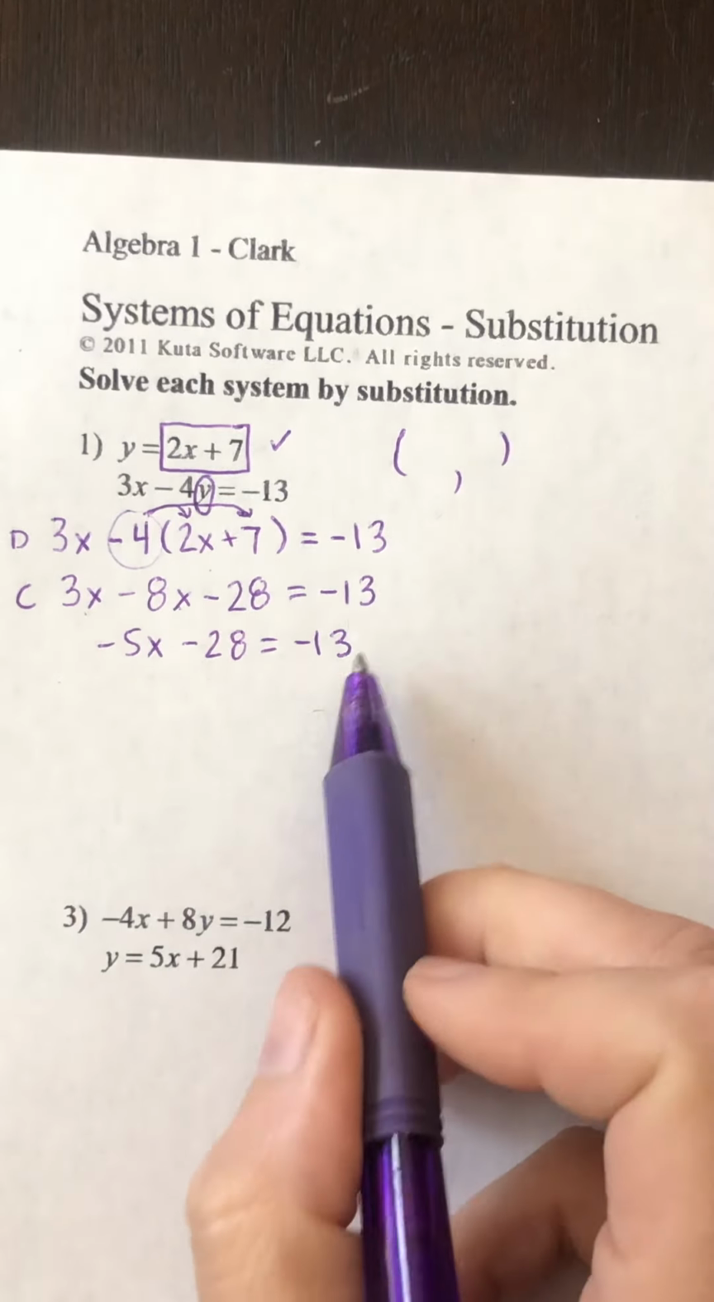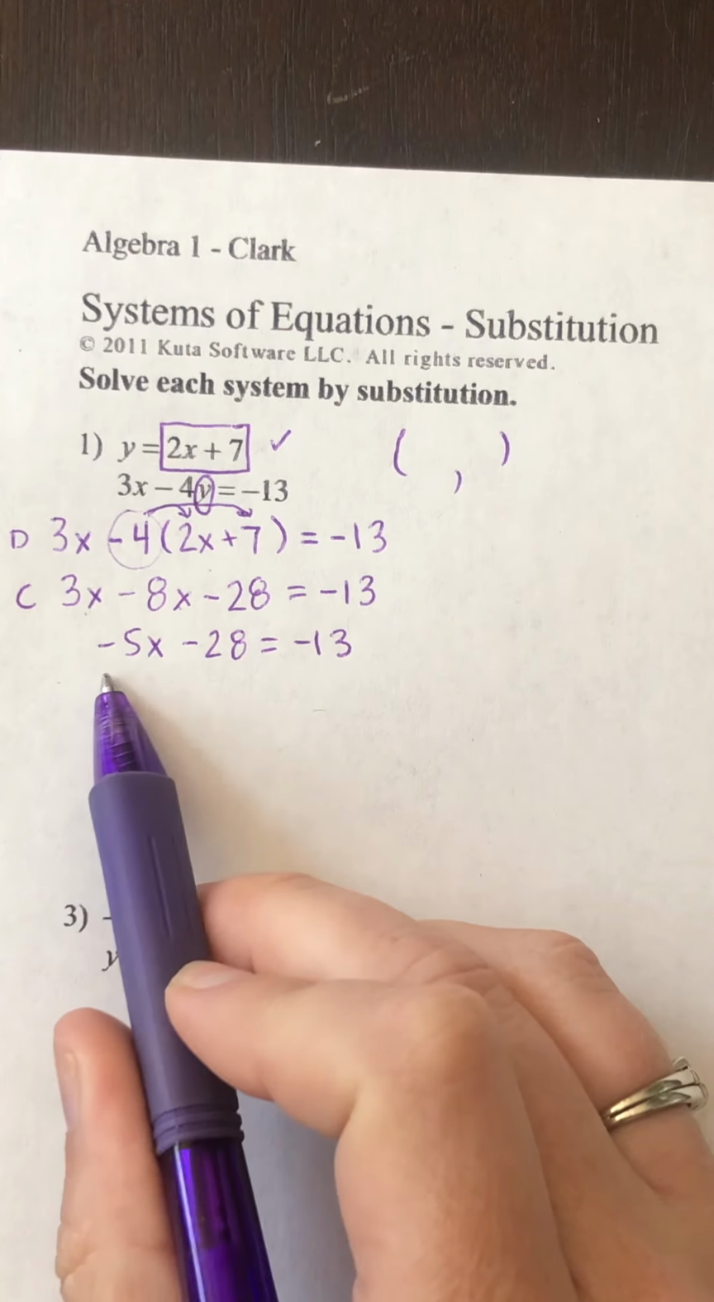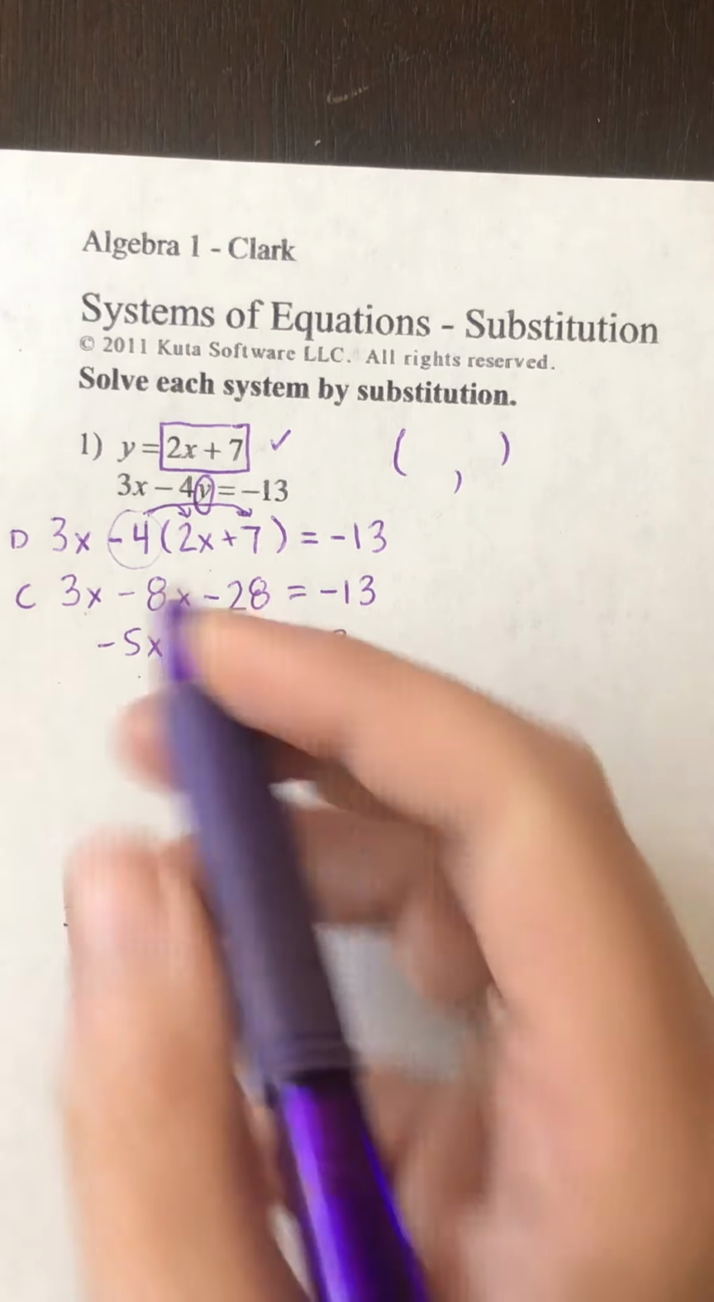Our next step is to move. So if we had some x's over here, we'd want to move them over to get them on the same side, but we don't. So our next step is going to be to add or subtract. So we're going to add this 28 over here to this negative 13. We're going to end up with negative 5x equals, and negative 13 plus 28 is going to give us 15. All right, divide is our next step, so multiply or divide, and we're going to divide by negative 5 and divide by negative 5. We're going to end up with our x value equaling negative 3. So this is one part of our solution. This is our x value part.